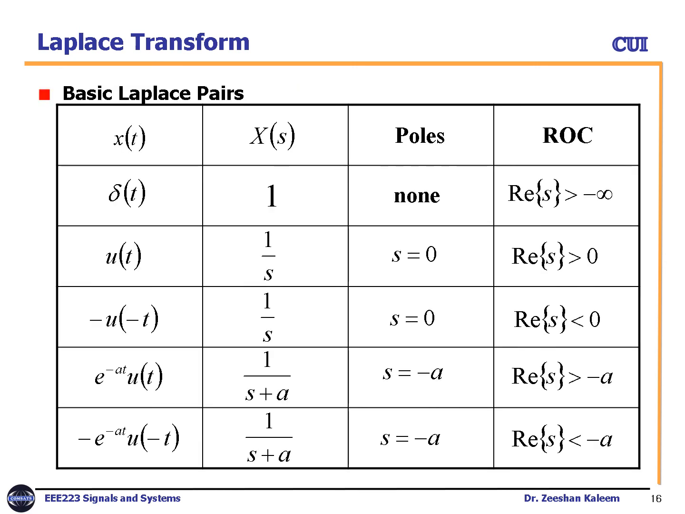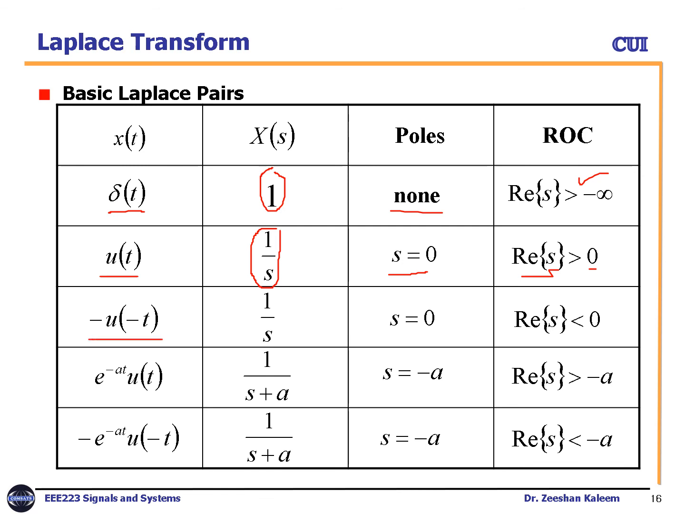So this is a summary of the basic Laplace transform pairs. For example, x of t is an impulse. It means that X of s is 1. So there are no poles, and the region of convergence is greater than minus infinity. And for the unit step function, we already saw that it has the Laplace transform 1 over s. So the pole is at s equal to 0, and it means that the real part of s should be greater than 0, right?